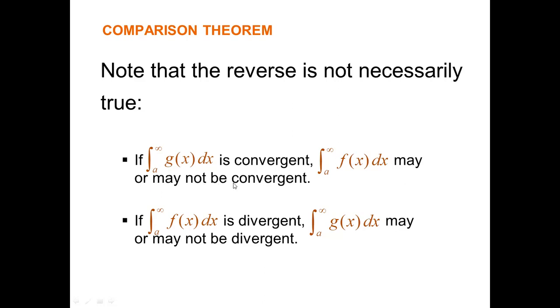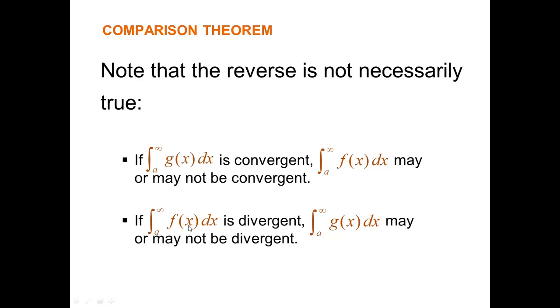But if we change the statement, if we say if g of x is convergent, the function f of x may or may not be convergent. So it could be that g of x is convergent, but the function f of x does not follow to be convergent. It could be convergent, it could be divergent.